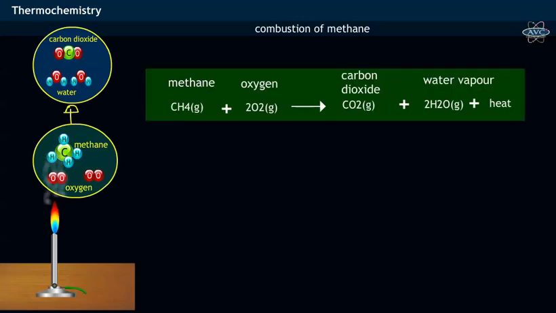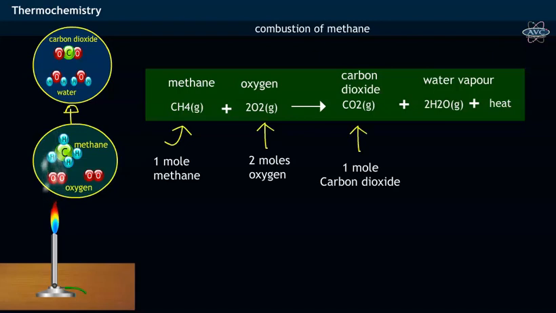Let us observe the combustion reaction of methane with oxygen gas. The chemical equation clearly indicates that 1 mole of methane gas reacts with 2 moles of oxygen gas and thereby produces 1 mole of carbon dioxide gas along with 2 moles of gaseous water vapor.